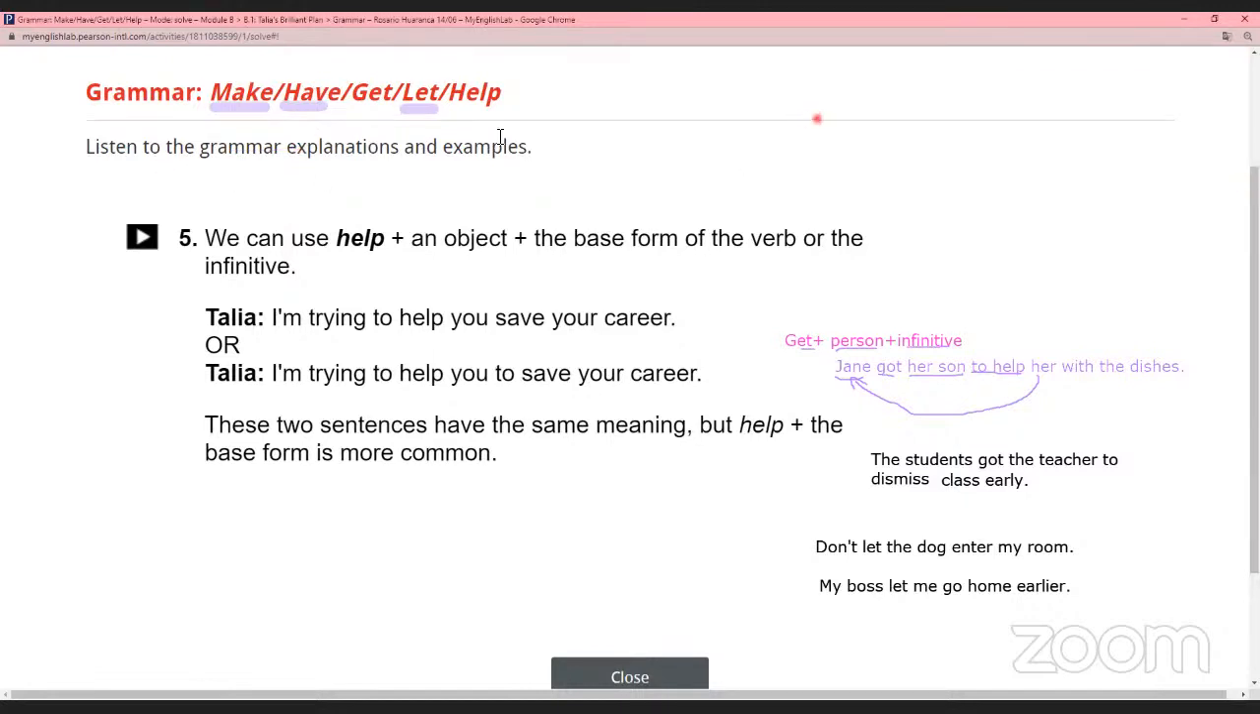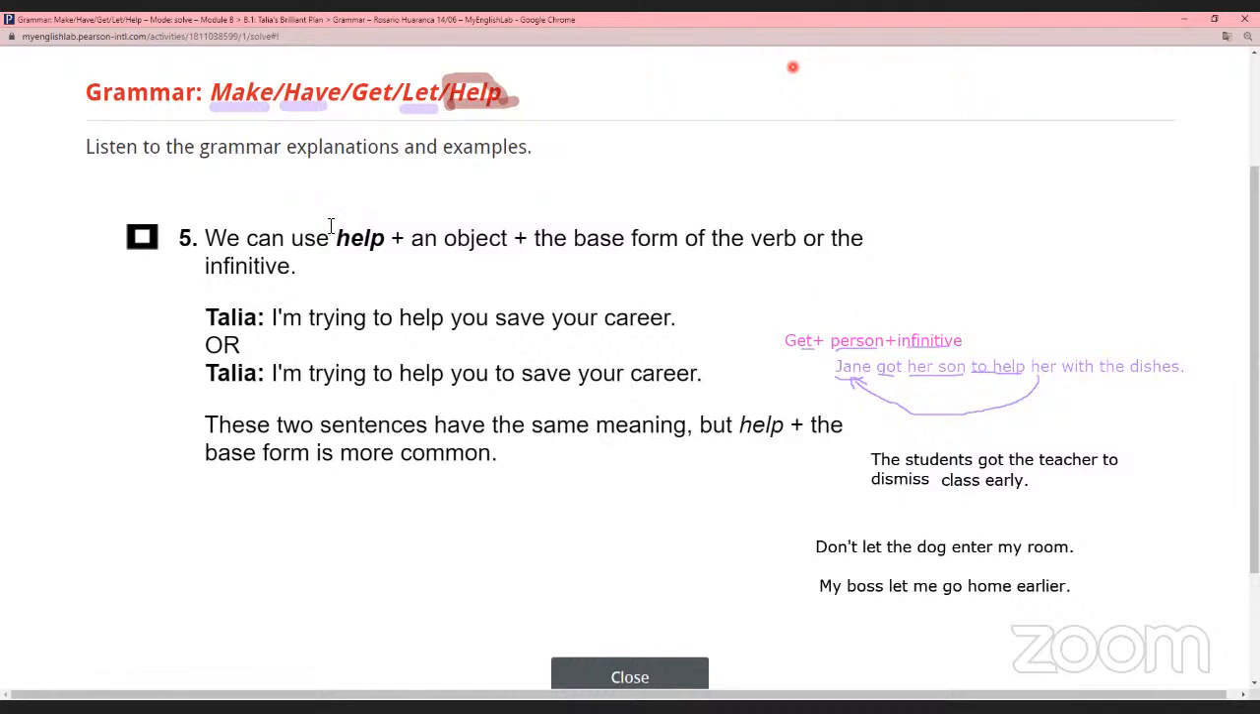Okay. Right. So then we have the use of the last causative verb. The last causative verb is help, right? Help is the widest in structure, porque es el que más tiene las dos estructuras, ¿ok? Puedes utilizarlo con el infinitivo o con la forma base del verbo. We can use help plus an object plus the base form of the verb or the infinitive.